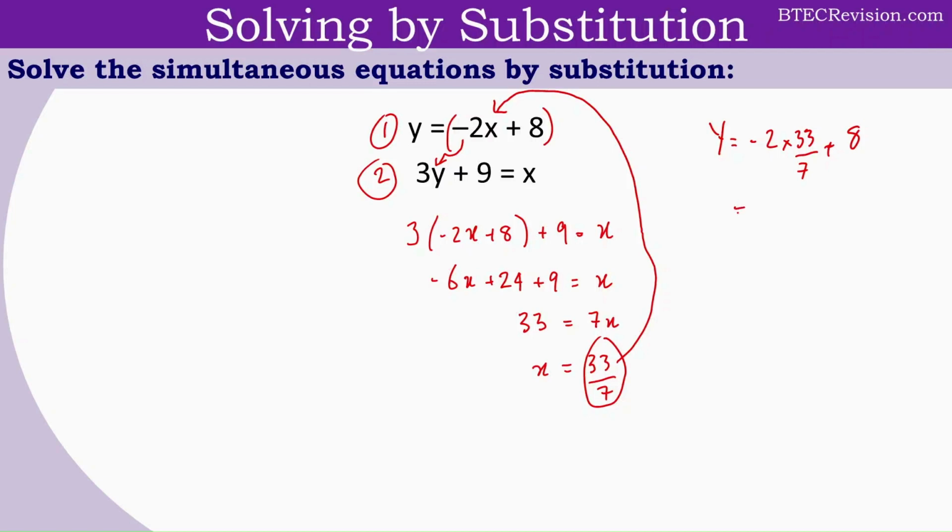Simplifying this, we have negative 66 divided by 7 plus 8, so we can make the denominator the same. 8 times 7 is 56, divided by 7. And therefore, we're left with negative 10 divided by 7. So our y value is negative 10 divided by 7.